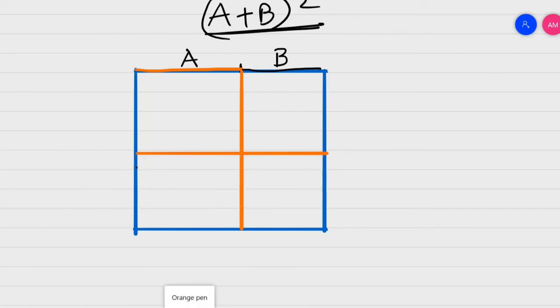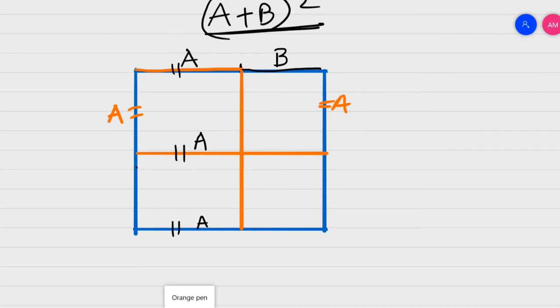Now see, we have got A here. Suppose this is our A, so this is also our A. Since this is A, this is also A. This part will be equal to this part, so this is also A. Since this is A, this part and this part are also equal, so this is also A. And this one is also equal to A.